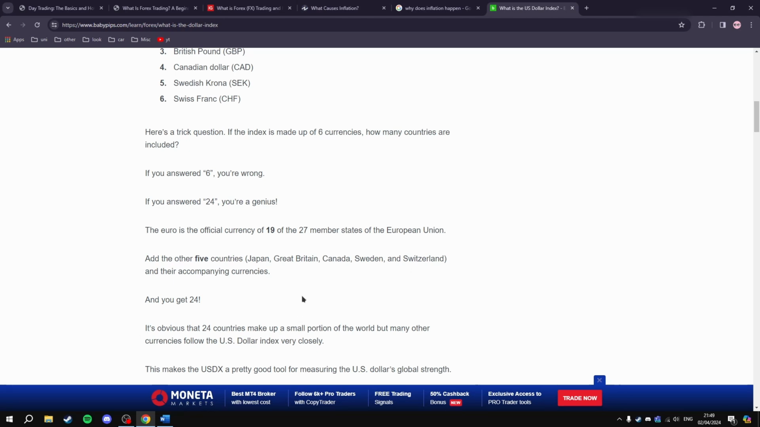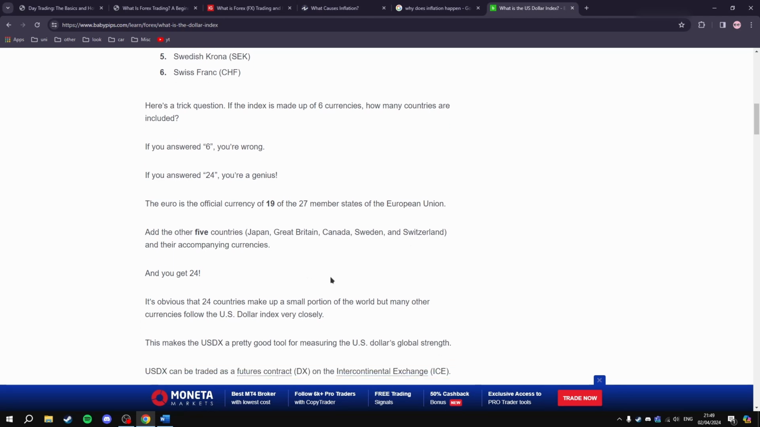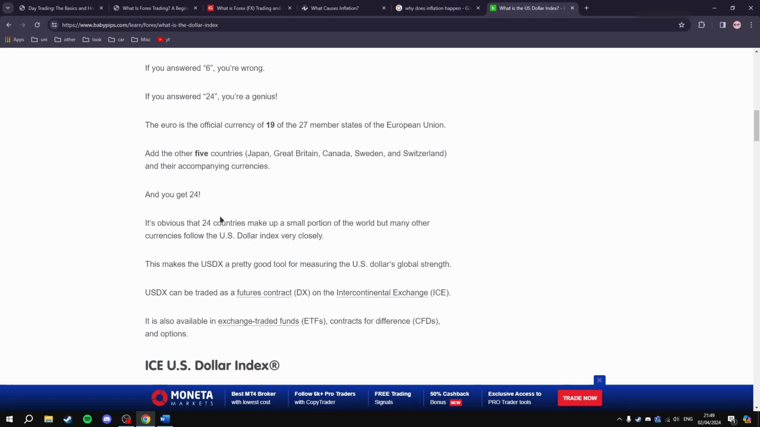And you get 24. It's obvious that 24 countries make up a small portion of the world, but many other currencies follow the US dollar index very closely. This makes the USDX a pretty good tool for measuring the US dollar's global strength.